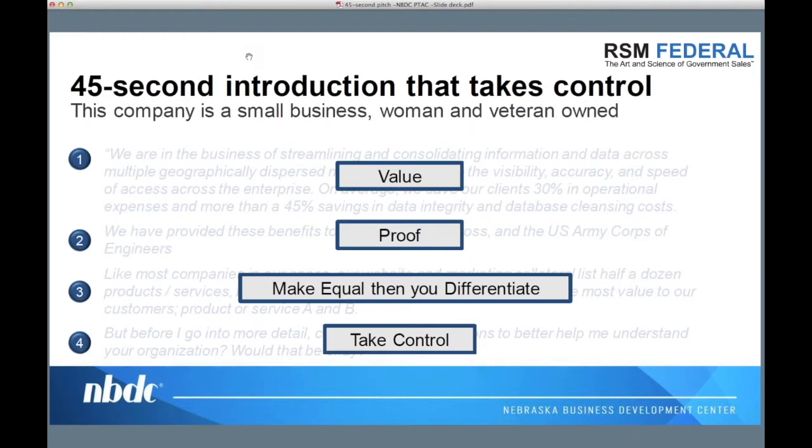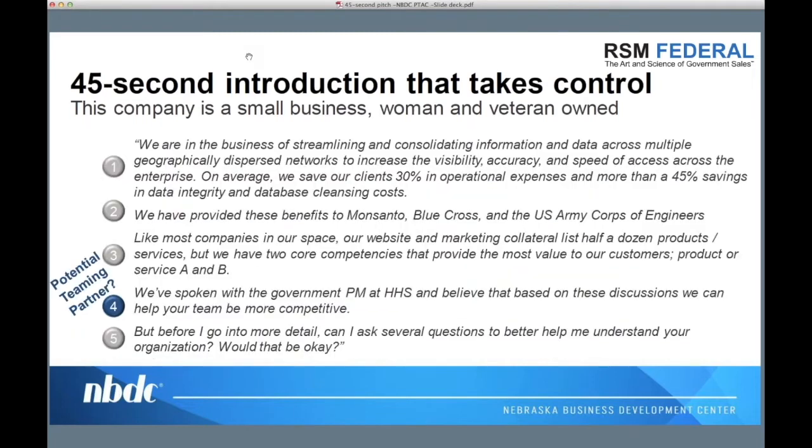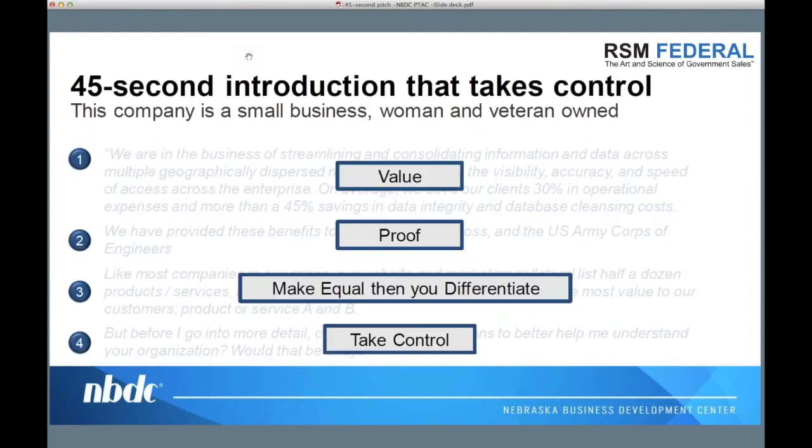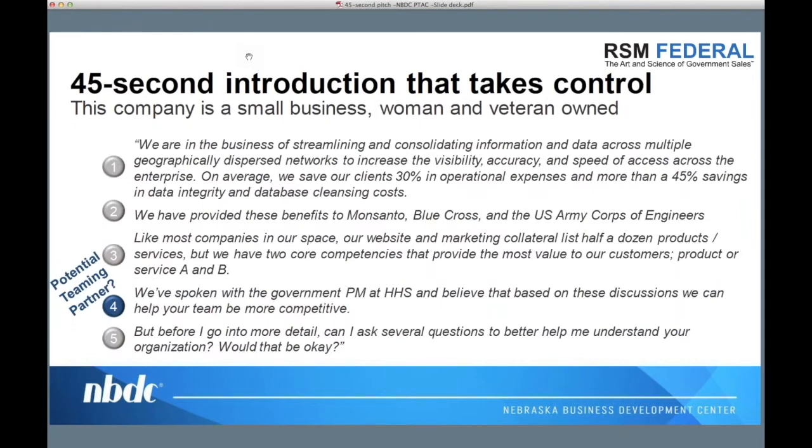So just to walk through that again, value is that first item, then proof. Then three is you're going to make equal and differentiate. So this is kind of a continuation of that proof section, and then take control and then get out. So that first segment, the one through four, is really where these conversations begin.